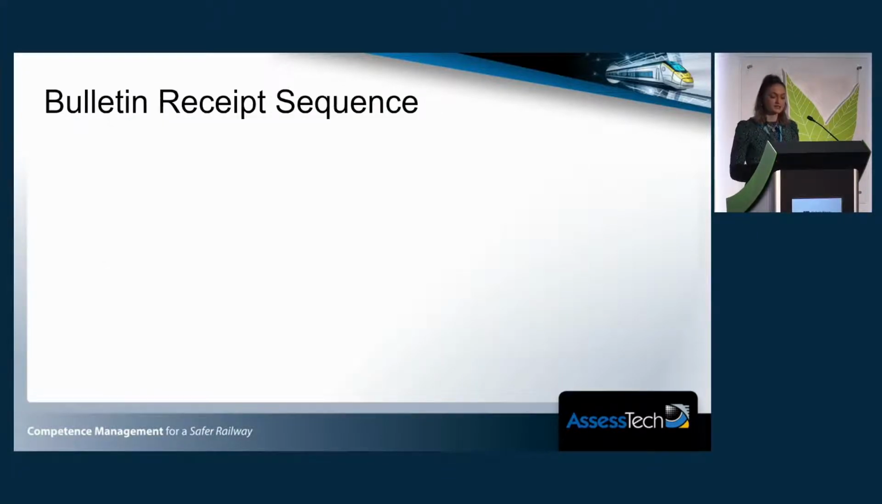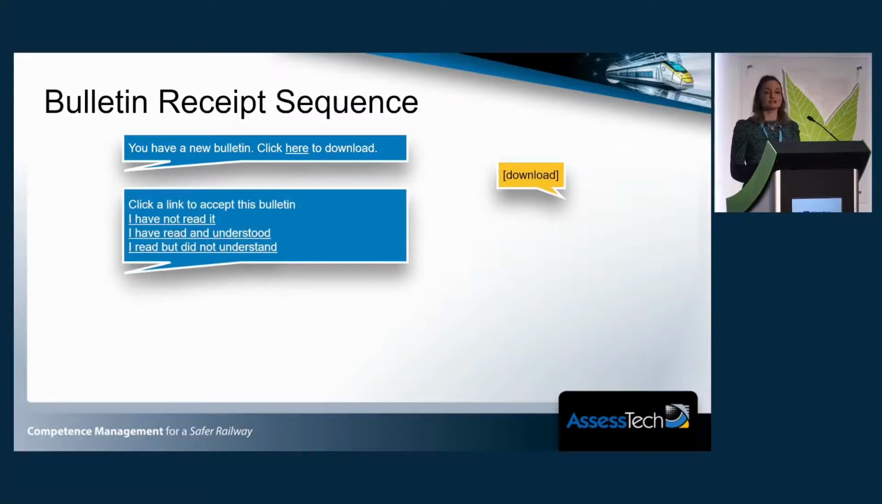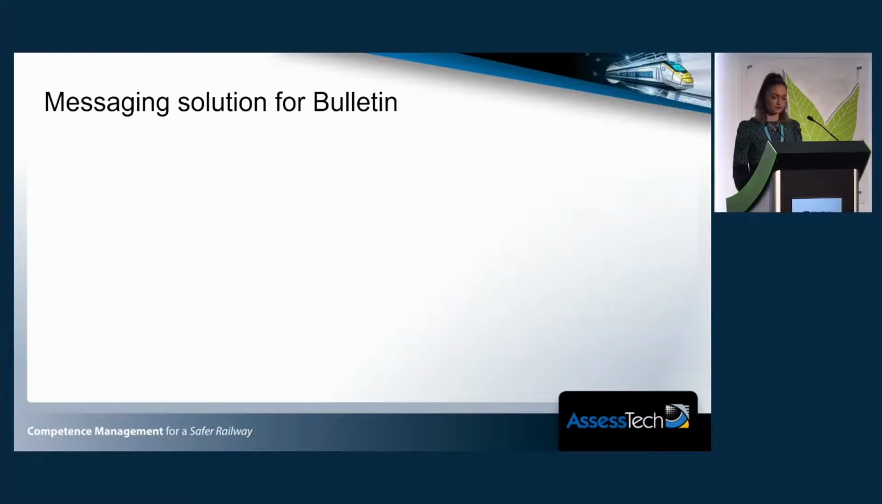When a new bulletin is issued, the user will receive a download link. They can click on this and read their bulletins. And then they can interact. They can feed back about the bulletin. So it will be the same options set up in your ACMS. So I have not read it, I've read and understood, I've misunderstood. And they can respond, and they'll receive an acknowledgement message. So all of this information will be fed back to ACMS. So a couple of things to note.